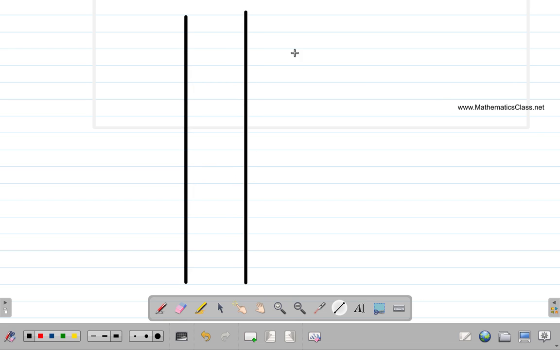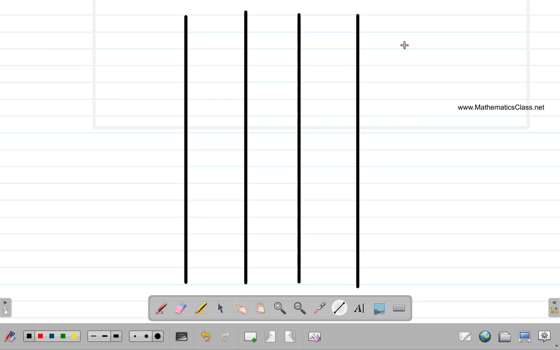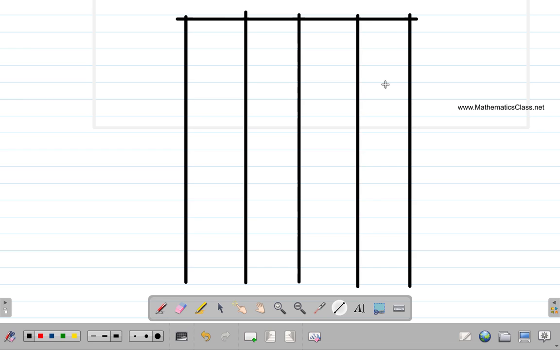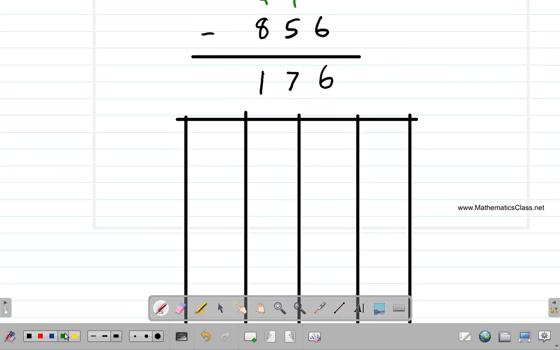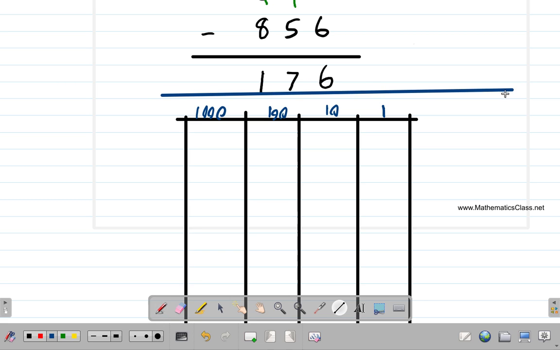Let's make our table. We have our thousands column, hundreds column, tens column, ones column. Alright. So, there we have it. So what we have, ones, tens, hundreds, thousands. Let me draw a line so as not to confuse these two things.